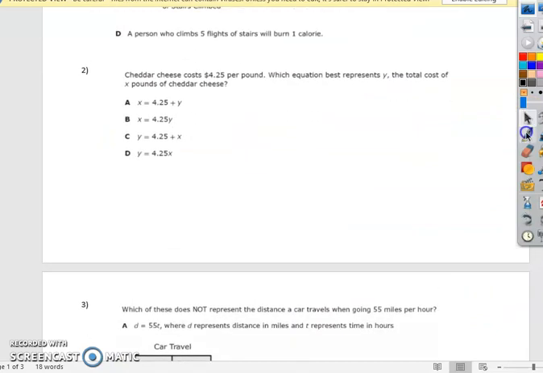Okay. Number 2 says, cheddar cheese costs $4.25 per pound. Before I go any further, remember generally if I'm writing an equation, which I am, when I see per, each, every, that's telling me a number next to a letter. So I would say, well, 4.25 times P, or 4.25 times whatever the letter is.